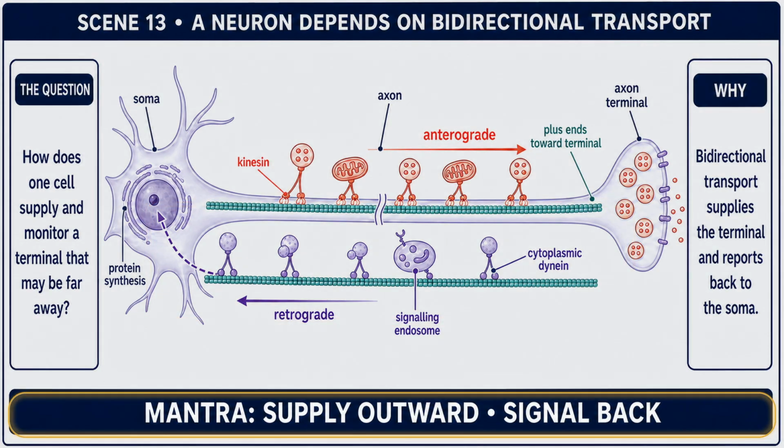Without anterograde transport, the distant terminal is not supplied. Without retrograde transport, the soma loses both material and information from the periphery. Bidirectional transport lets one exceptionally long cell remain connected from end to end.